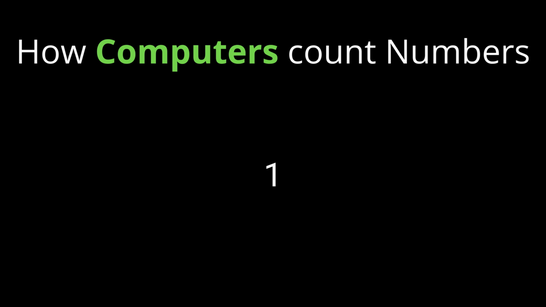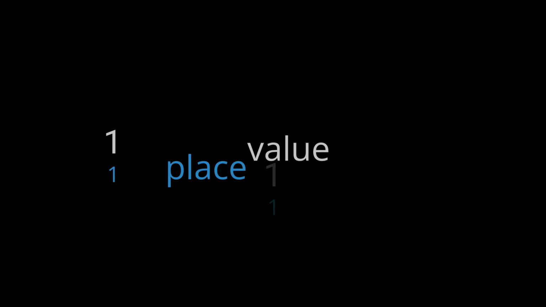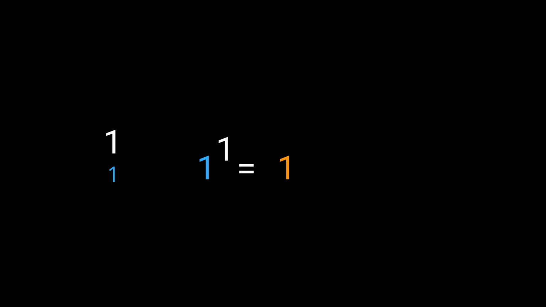Let's label this number as being in the ones place, with this blue 1 underneath it. All we have to do is take the place of that number to the power of the binary number. So in this case, we would take 1 to the power of 1. That would equal 1. Let's try it also with the binary 0. With the binary 0, we have our place, which is the ones place, to the power of 0, which equals 0.